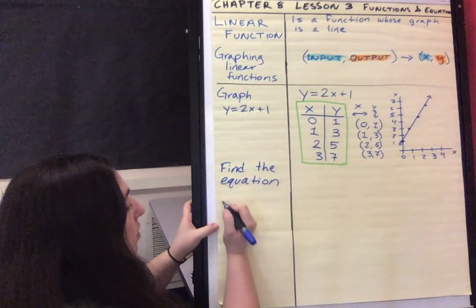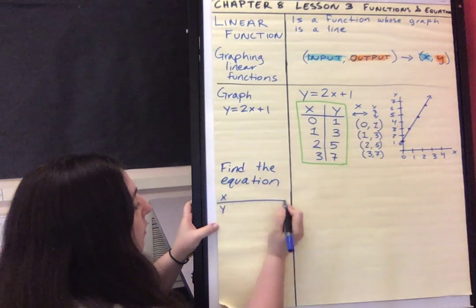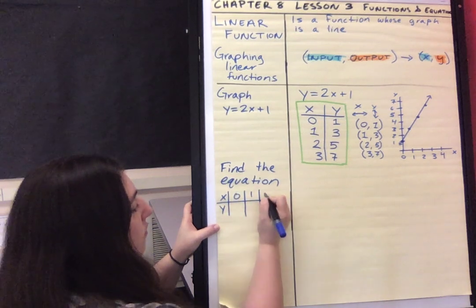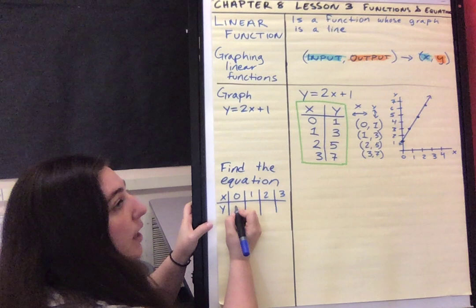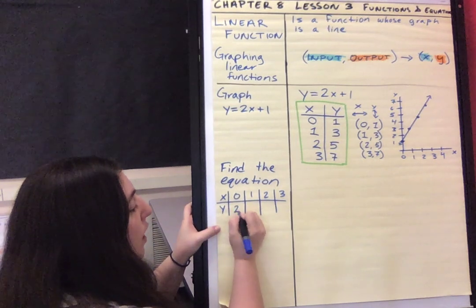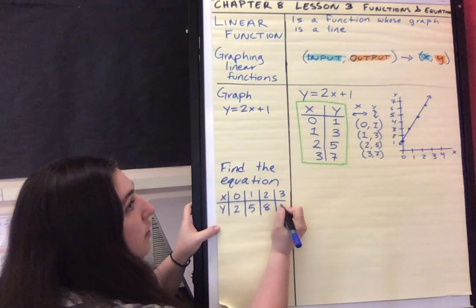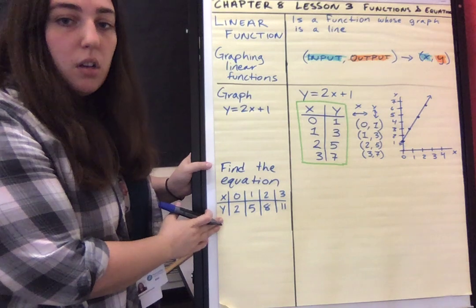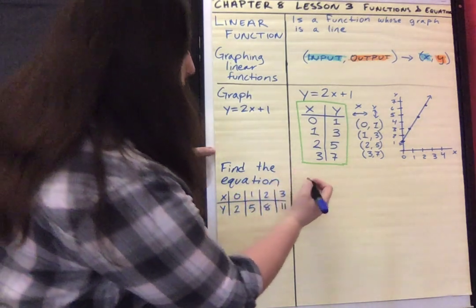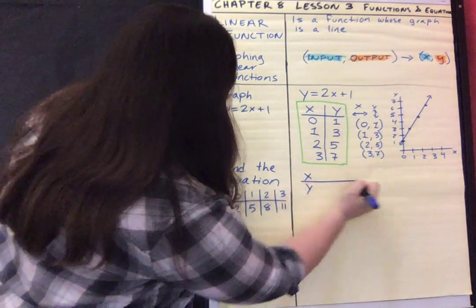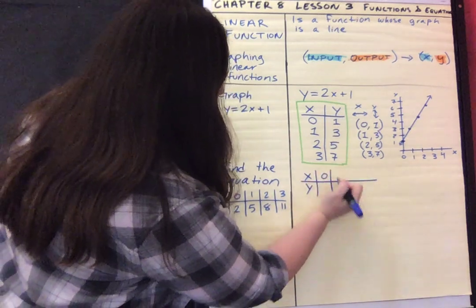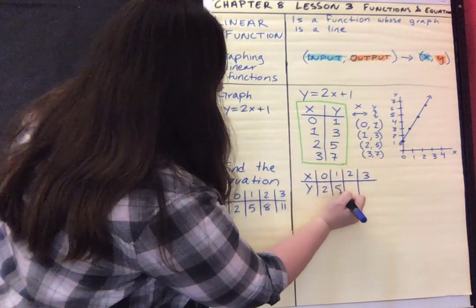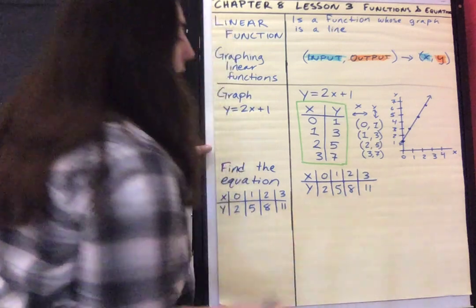Now we're going to be given the table and we need to be able to find the equation. Okay, so this time I'm going to draw it horizontal, and I have values in for my y, 2, 5, 8, and 11. So I need to build an equation from the function table. Okay? So I'm going to rewrite it here. So 0, 2, 1, 5, 2, 8, 3, 11.